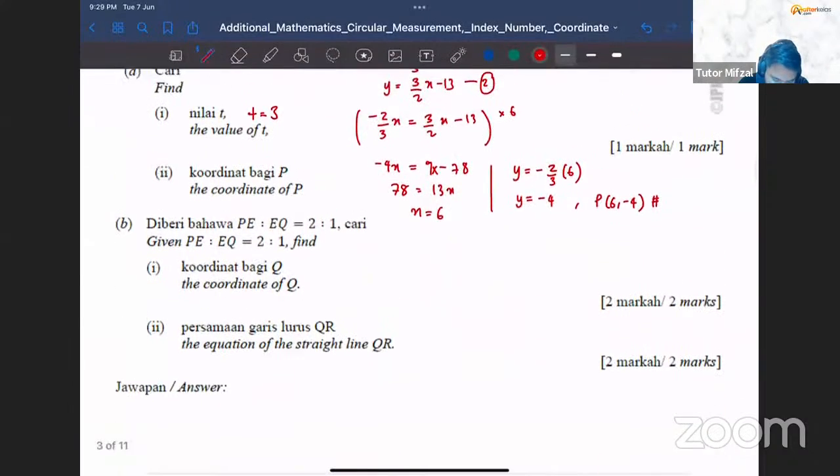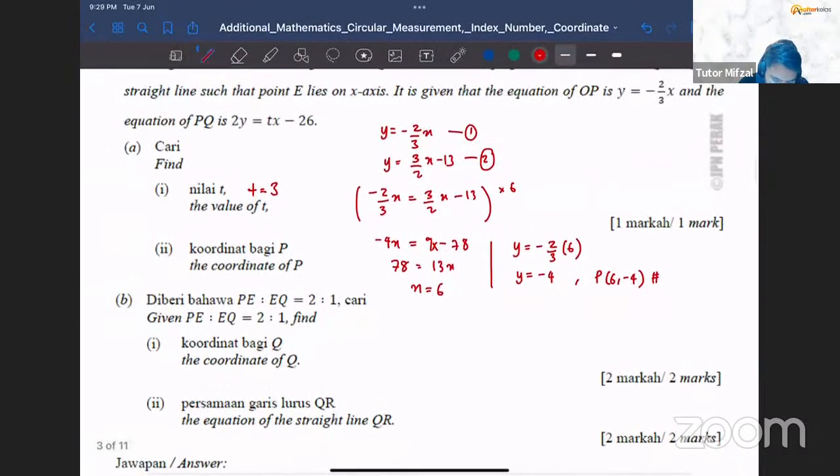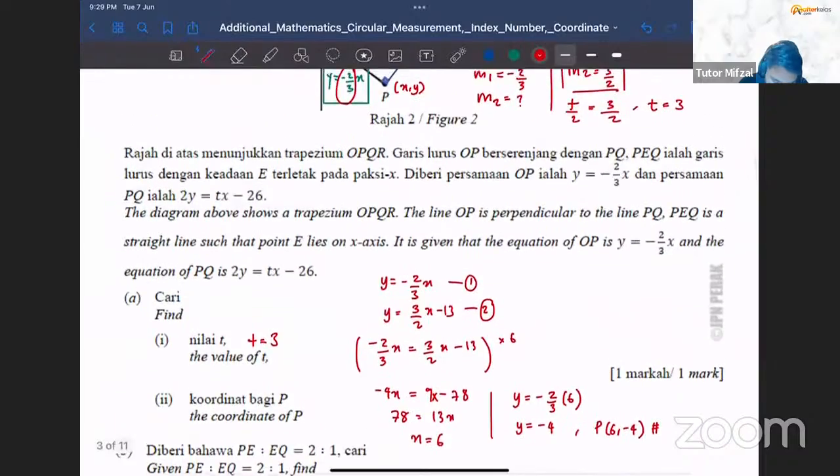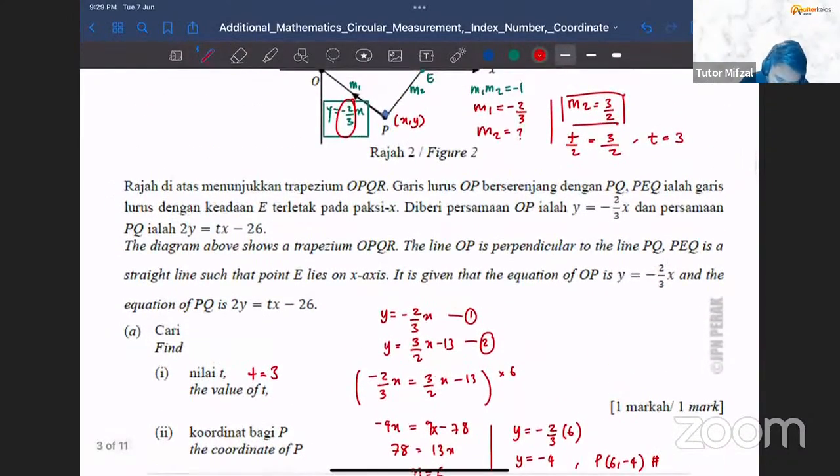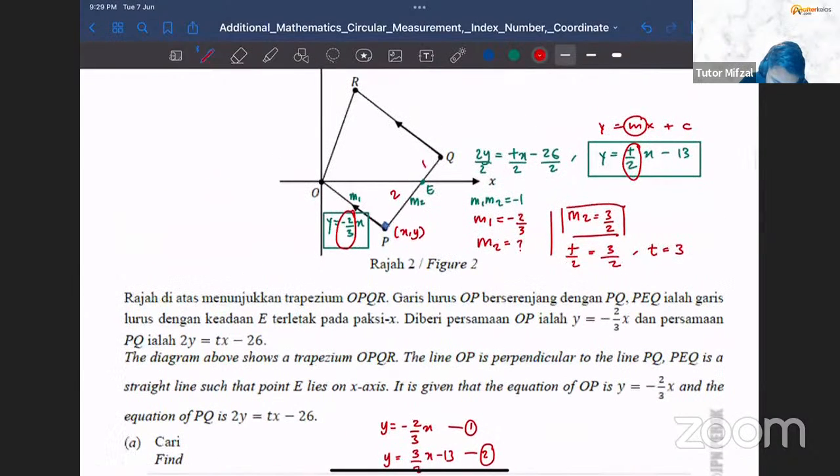Now for B, given PE to EQ equivalent to 2 to 1. Okay, good thing dia dah bagi you a ratio. So PE is 2, EQ is 1. So you don't know what is the coordinate of E. Actually, you do know what is the coordinate of E. Nanti I will show you how you can find the coordinate of E. The coordinate that you don't know is actually Q. Q yang you tak tahu.